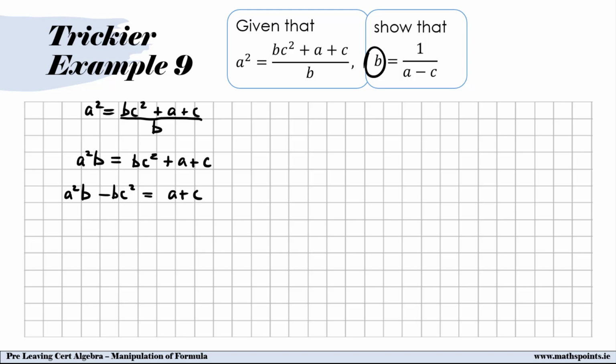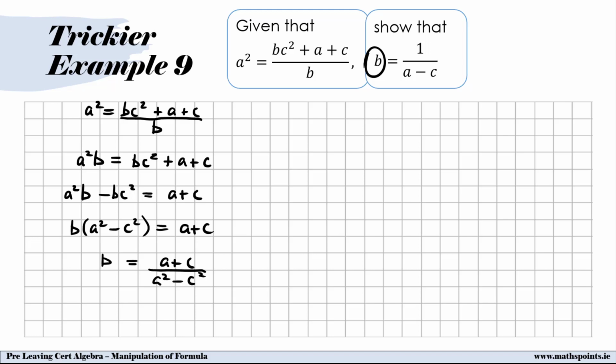So I'm going to divide b into both of those terms. A squared b divided by b is a squared, minus bc squared divided by b is c squared, and that's equal to a plus c. So finally, I want to get b on its own, so I need to divide both sides by a squared minus c squared, which is being multiplied by the b. So we have b is equal to a plus c over a squared minus c squared.